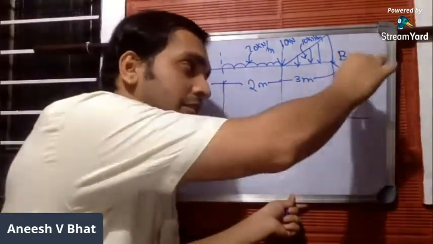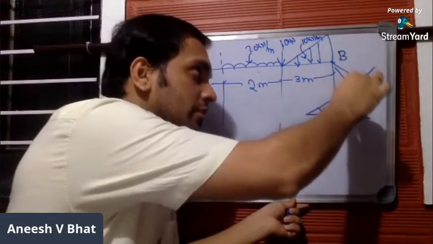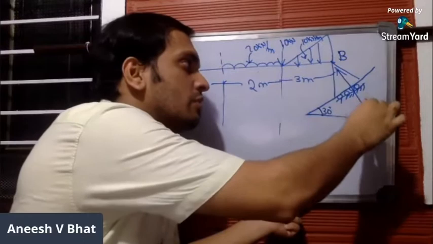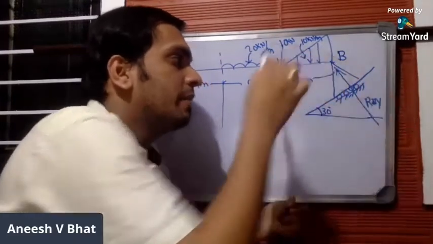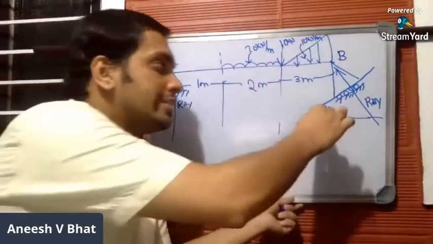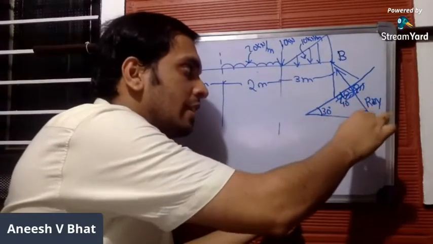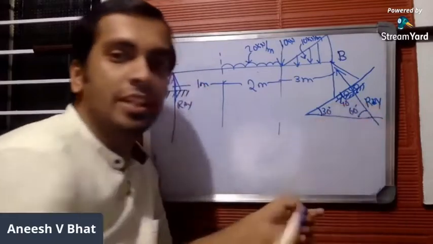So here the surface is inclined, so the support reaction should be marked in this way. This will be RBY. If this is 30, this will be 90, is it not? So this angle will be 60 degrees.